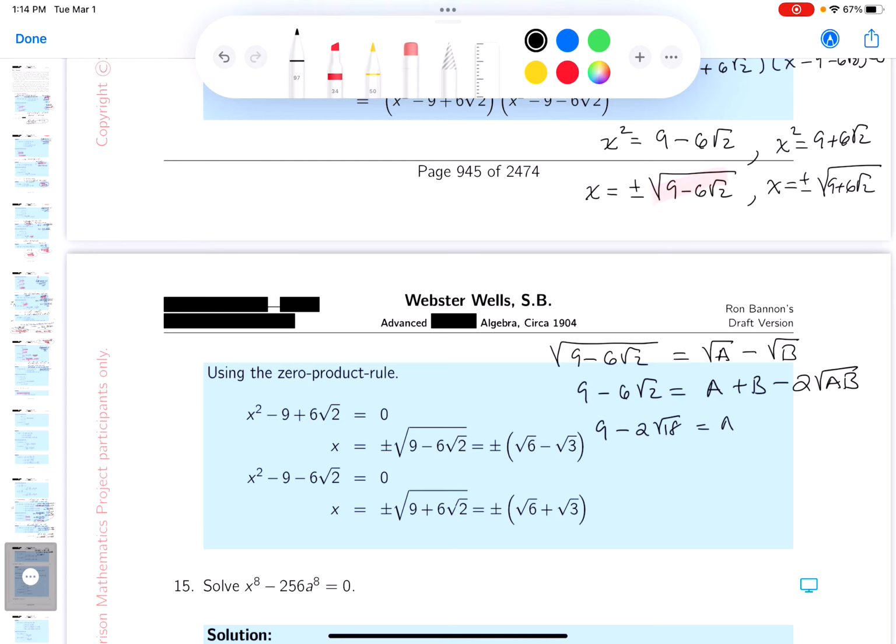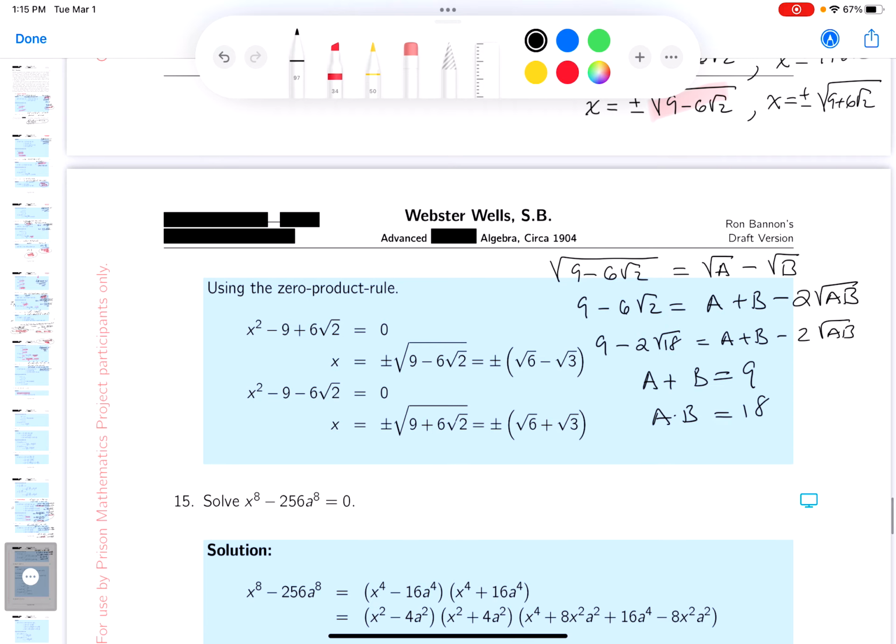Why would you do that? Well, for me, it makes it a little bit easier to look at. So what do I know? I know a plus b equals 9, and I know that a times b now is equal to 18. So I'm looking at that. I'm going to say 6 times 3. And why is that? 6 times 3 is 18, and 6 plus 3 is 9.